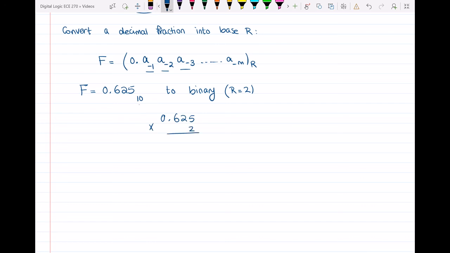All right, so I'm going to get 1.250. All right, so the integer in this part is giving me one of the digits that I'm looking for. Okay, so my a minus 1 is equal to 1, and then I will take the rest of the fraction up there and again multiply it by 2. So remember that in the decimal integer we were dividing by 2, and now in the decimal fraction we are multiplying by 2.